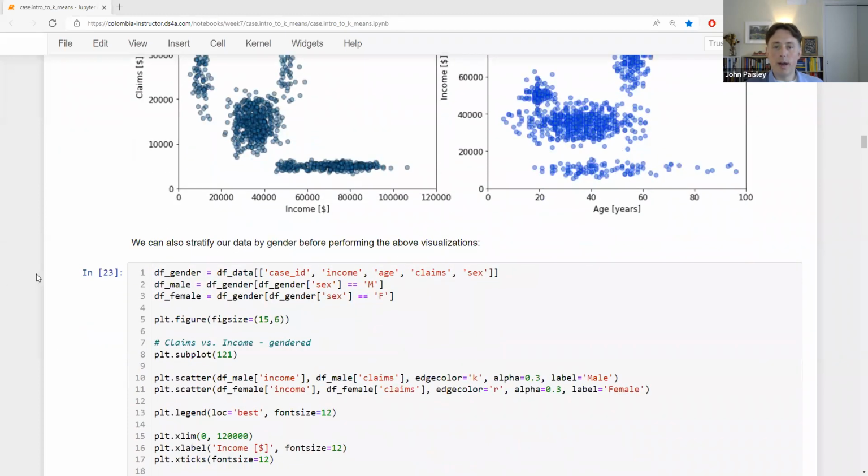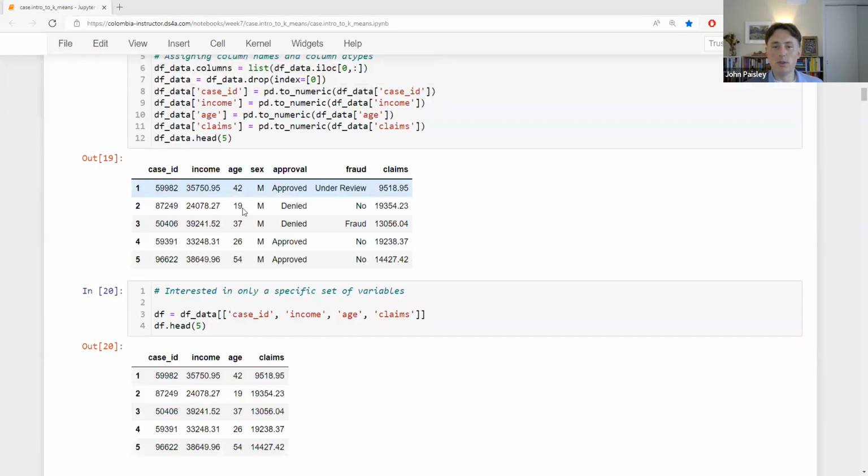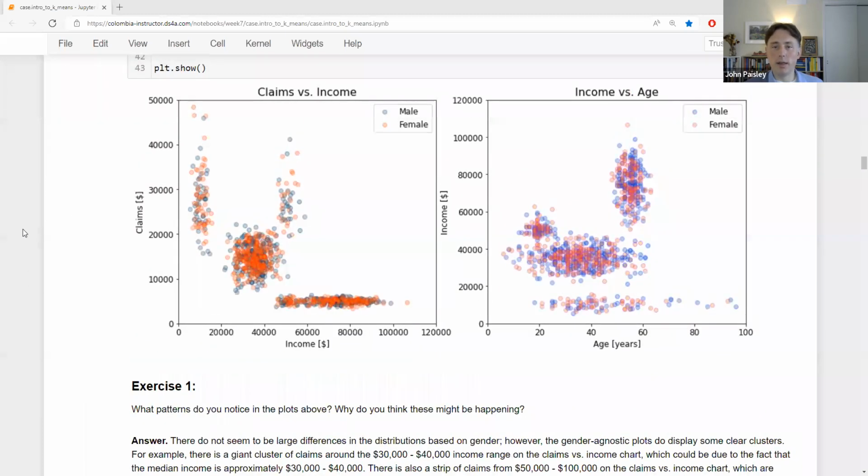We can also stratify by gender. Notice that we didn't include male, female in the original data set. And the reason is if you wanted to stratify and see what's going on in these 2 plots, whether they're male, blue, or female, orange, it looks like they're totally overlapped. So there's really no difference between the claims from people who are male versus female. The statistics or the distribution of the data looks the same. So we can ignore that information.